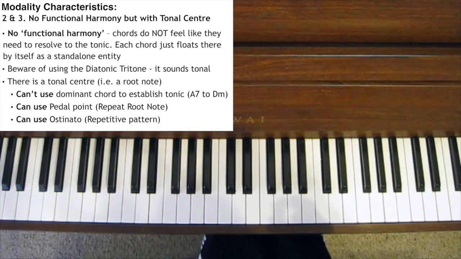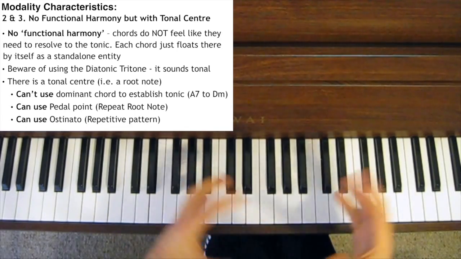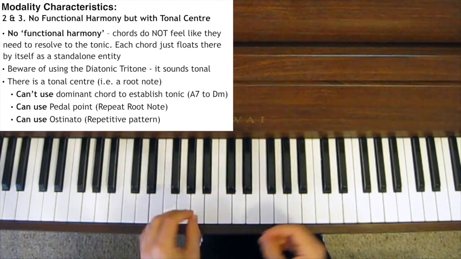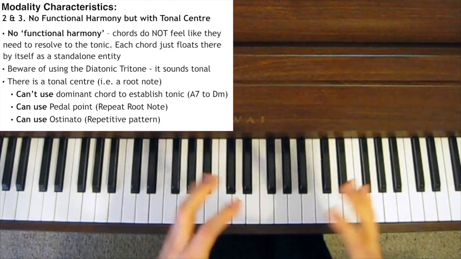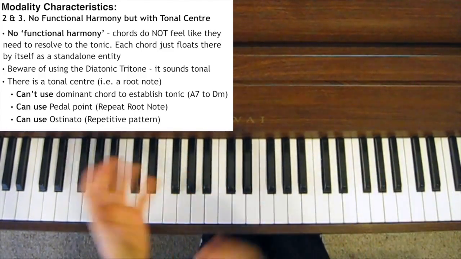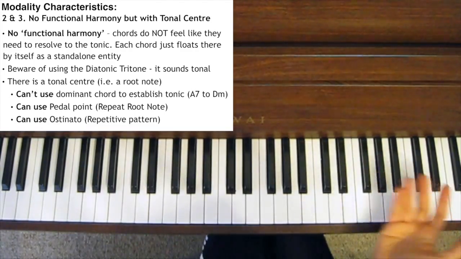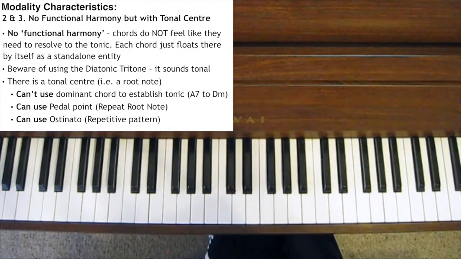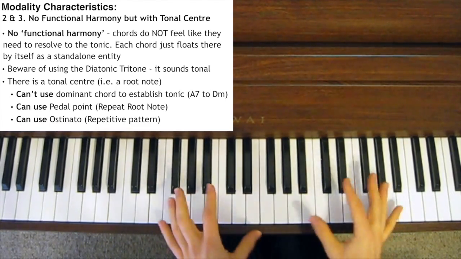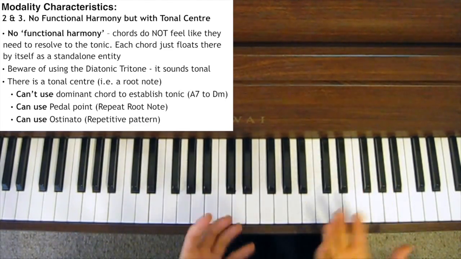But because there is no functional harmony, the chords do not feel like they need to resolve or move to that tonic chord or the D minor 7 chord. Each chord just floats there by itself as a standalone entity, and you can sort of go to any other chord. You can just jump around from chord to chord without any regard to the function of each chord, because chords do not have function in modal harmony.